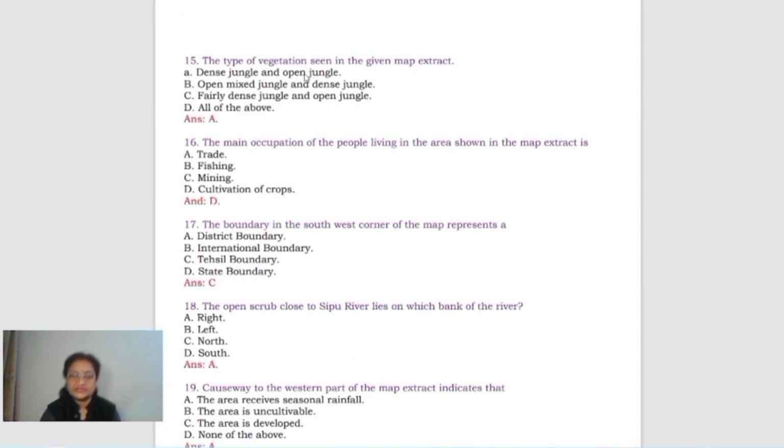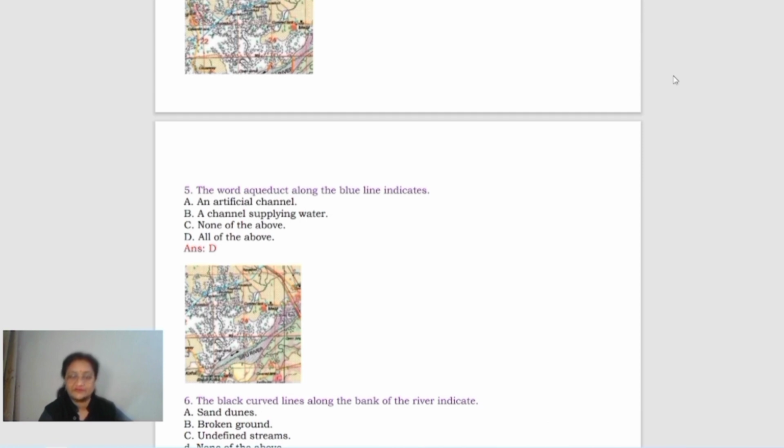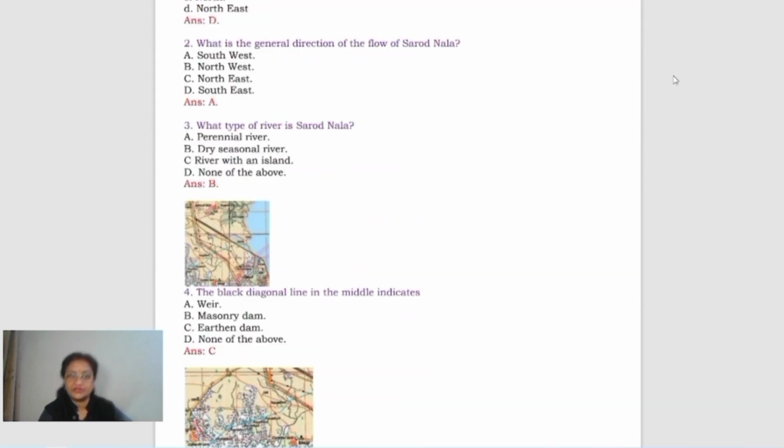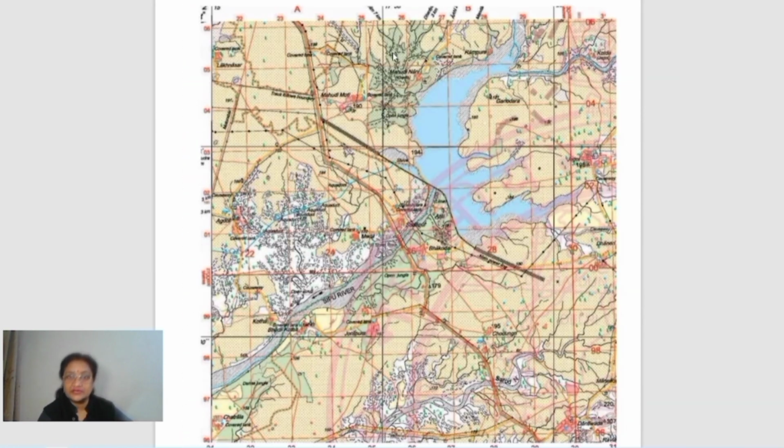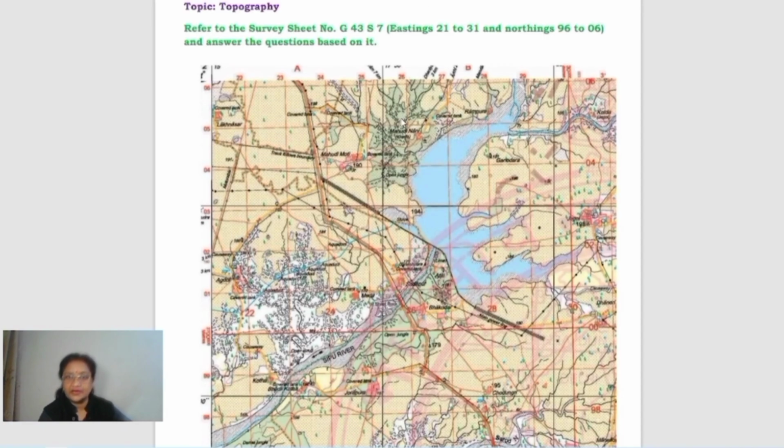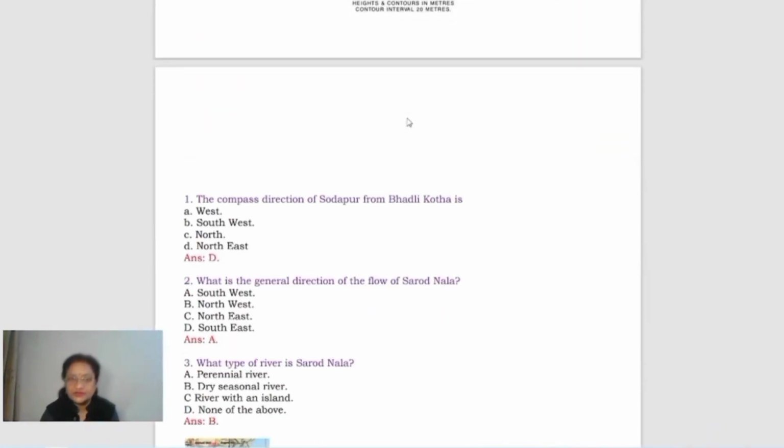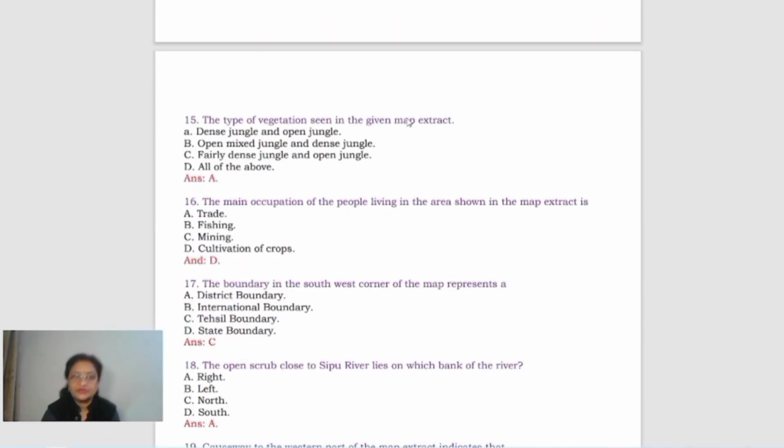Type of vegetation seen in the given map extract. For the type of vegetation, children, you should be very careful. In the map extract itself, the type of vegetation will be given to you. The names are mostly written over here. If anything is mentioned in the greener part, you can just give the same name. Here nothing is so clear, so the option is going to be dense jungle with open jungle.